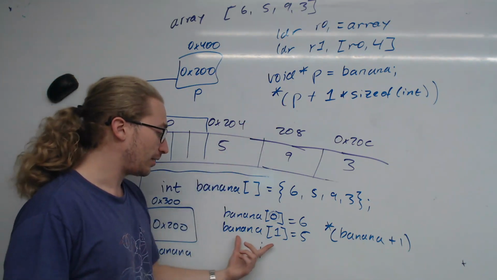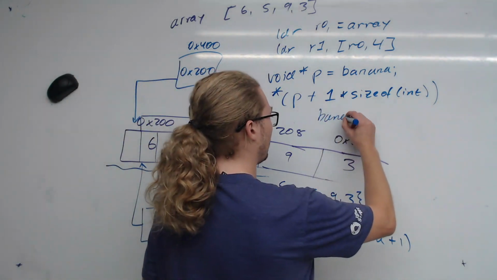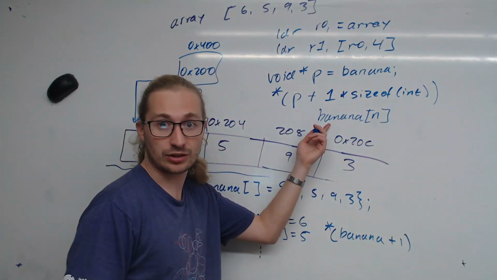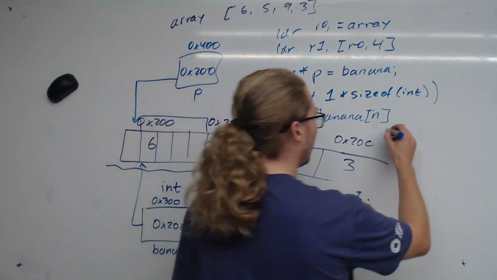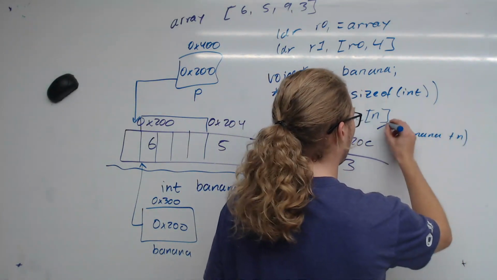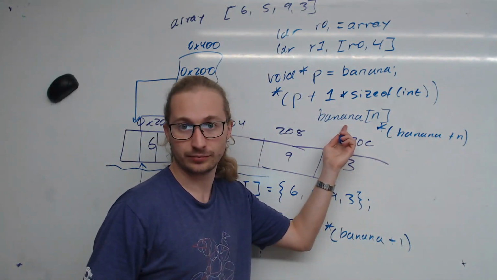And in fact, that's precisely what this syntax does. When I write banana, fetch me the nth thing from the array, this is literally just a nice sugary syntax for banana plus n, dereference the result. These are quite literally the same thing under the hood.